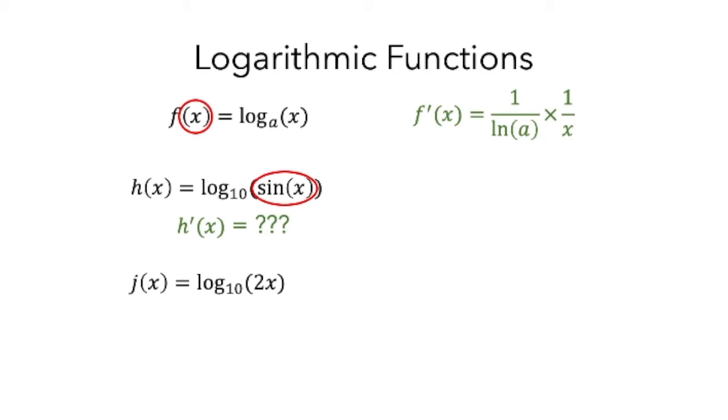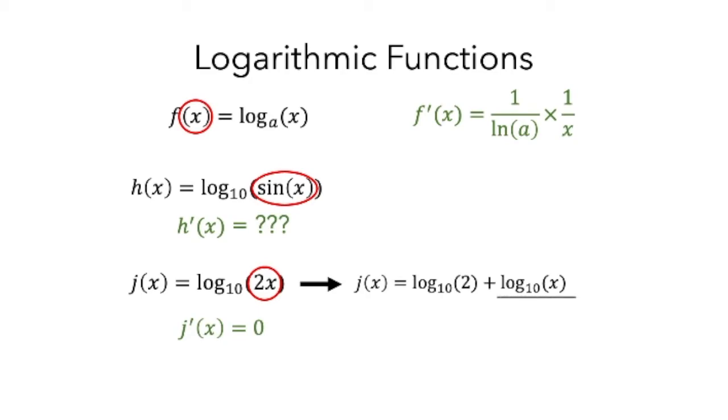At first, it looks like j of x has the same issue as h of x because the input is not just x. But in this case, we can use properties of logarithms to rewrite j of x. We can rewrite it as log base 10 of 2 plus log base 10 of x. Then we can find the derivative. Remember that log base 10 of 2 is just a constant number, so its derivative is 0. And the derivative of log base 10 of x is 1 over natural log of 10 times 1 over x.